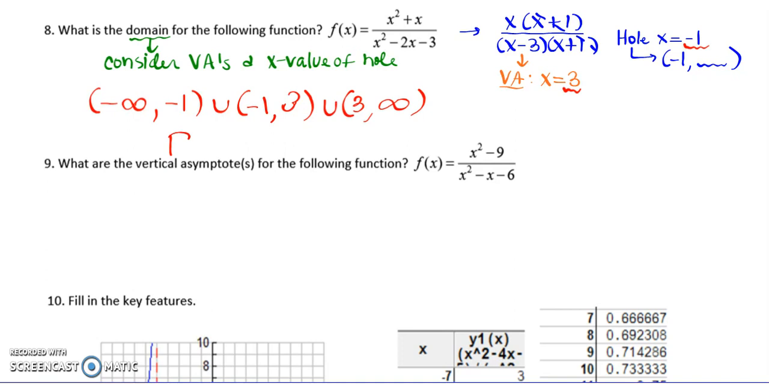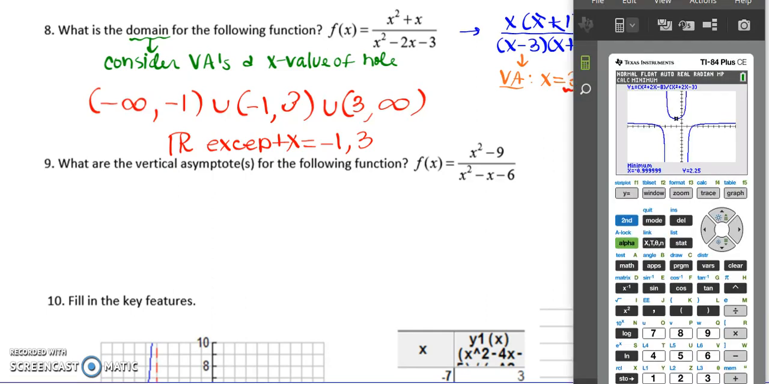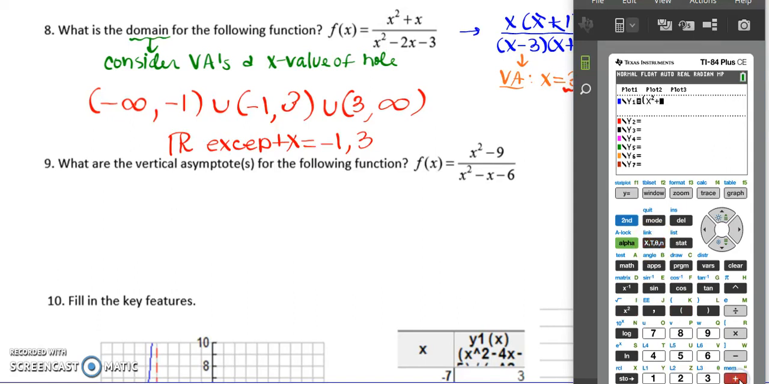Some of you may have seen it written this way as well: all real numbers except x equals -1 and 3. So let's just look at the graph for a second. Okay, so let me clear this graph out. Let's type the original one in. Make sure you put the entire numerator in parentheses. So we have x squared plus x divided by x squared minus 2x minus 3. I'm going to close that parentheses. I'm going to do zoom, standard.